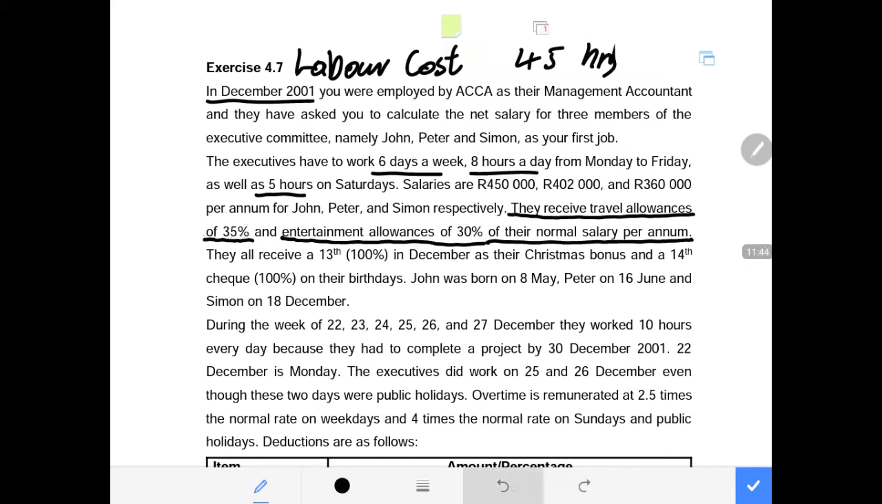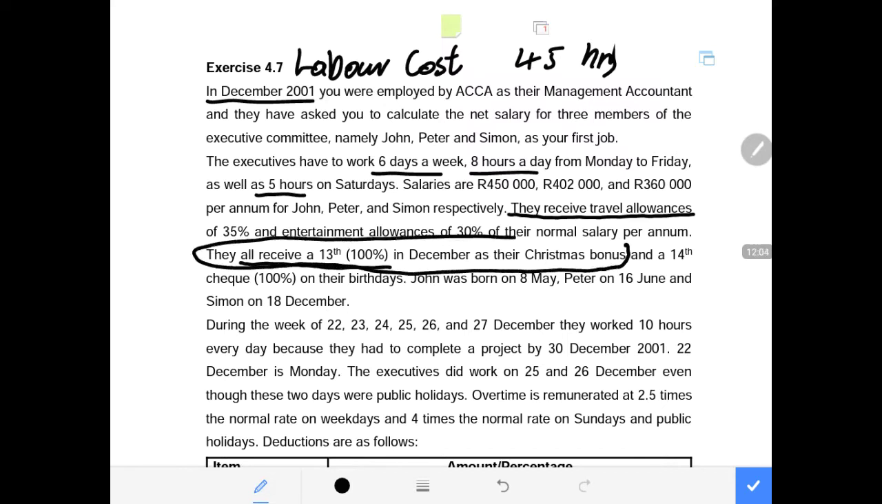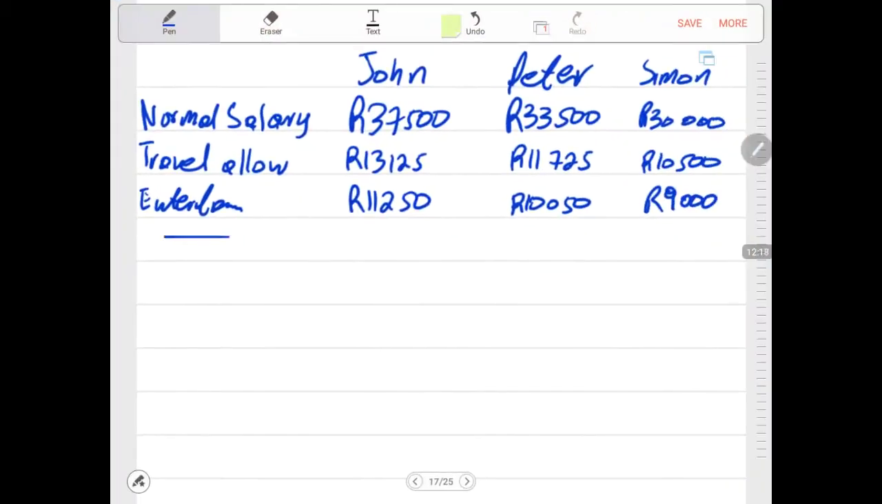We are further told that they receive, who are they? We are referring to the three directors. The three directors all receive the 13th cheque, which is 100% of their salary for December, as their Christmas bonus. Let us stop here. So they receive a 13th cheque, which is 100% of their salary. In other words, we now need to acknowledge the Christmas bonus, which is 100% of their salary. Christmas bonus.